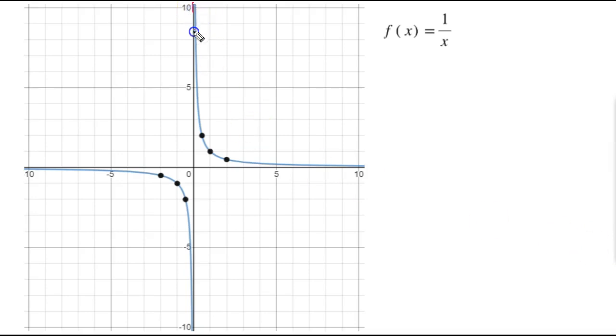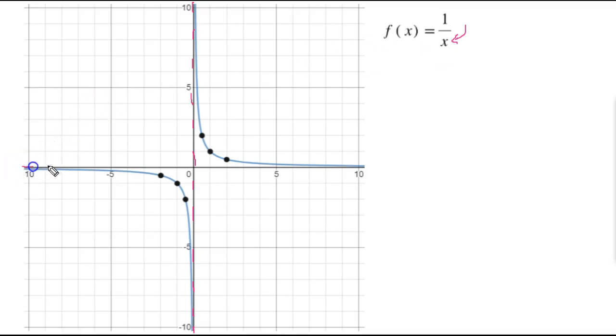Right here, it never equals 0. Now, if we think about that from the standpoint of the equation, what you'll notice is the reason that x can't be 0 is x is in the denominator. We can't divide by 0. So our domain is going to be all of the numbers except for 0. We have to leave 0 out.